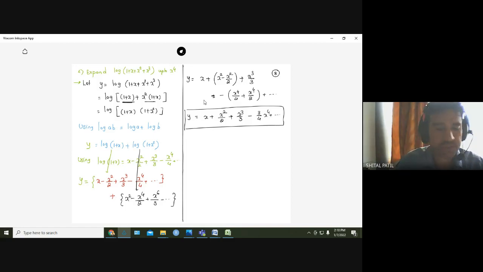Page number 8. Let me change the page. Let me go to the next example. Again, I'm expecting answer from everyone. I'll give you 2 minutes to solve the example. See whether you are able to solve it. So, example is like this. Expand.